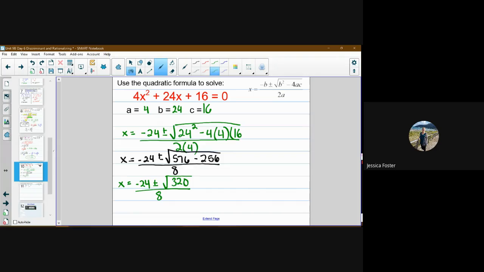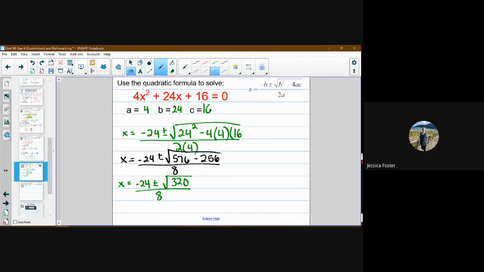Now is where I go to see if I can simplify 320. So we're starting to look and say, well, what is a perfect square that goes into 320? So I would go through, start at your list, start going through them, multiplying them out. Let's start with, does 100 go into 320? 32 times? Sorry, not 100. 10 goes into it. That's not a perfect square. So 10 doesn't.